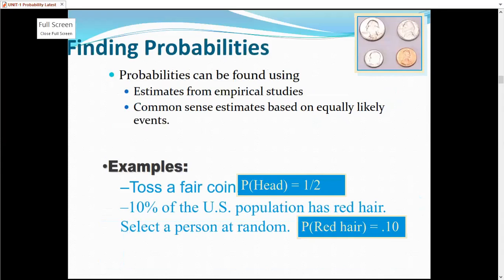So finding the probability, for example: toss a fair coin, then probability of head. When you are tossing a coin, you may have head or tail, each with equal probability 1 by 2. So probability of head gives you 1 by 2. Now the next example: 10% of the US population has red hair. Select a person at random, that is probability of red hair. That is given as 10%, so obviously probability of red hair gives you 0.10.